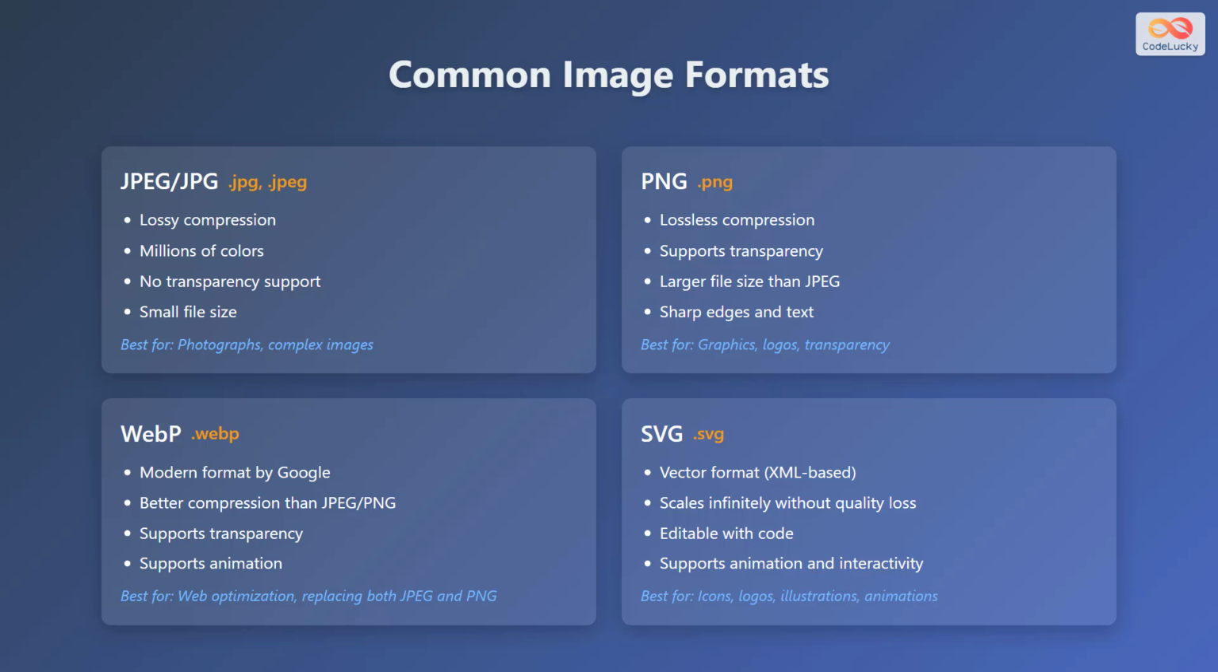PNG format uses lossless compression, supports transparency, has a larger file size than JPEG, and is suitable for sharp edges and text. WebP is a modern format developed by Google that provides better compression than JPEG and PNG, supports transparency and animation, and is ideal for web optimization. SVG is a vector format based on XML. It scales infinitely without quality loss, is editable with code, and supports animation and interactivity. It is best for icons, logos, illustrations, and animations.